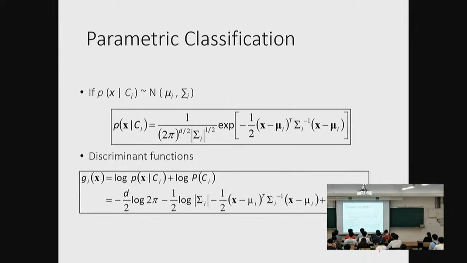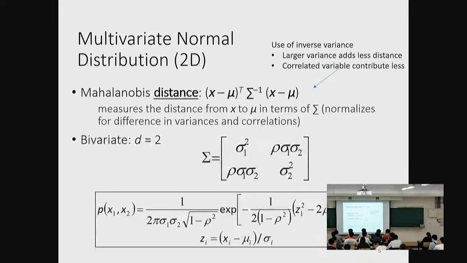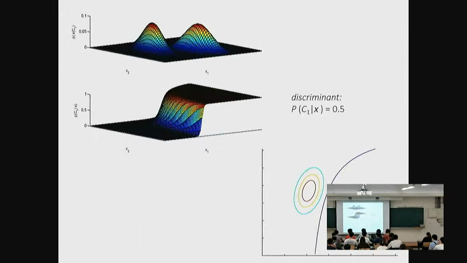Because if all the features are independent, then all these off-diagonal terms are zero. Now this covariance matrix boils down to a diagonal matrix. All these cross terms become zero. So that's a further assumption you can make.